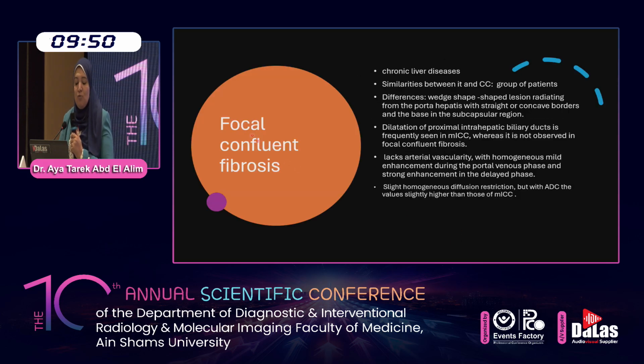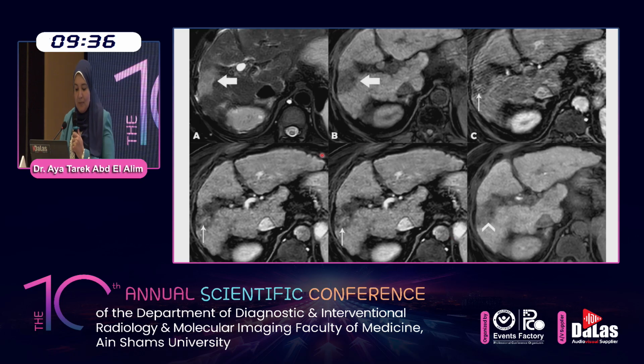Second one is focal confluent fibrosis. I think this one is easy to differentiate because it's peripheral, wedge shaped, subcapsular, has sharp edges with gradual filling in, so we can differentiate it easily. Like this. The edge is sharp, subcapsular, in the background of liver cirrhosis, with gradual filling in, so it is confluent fibrosis.